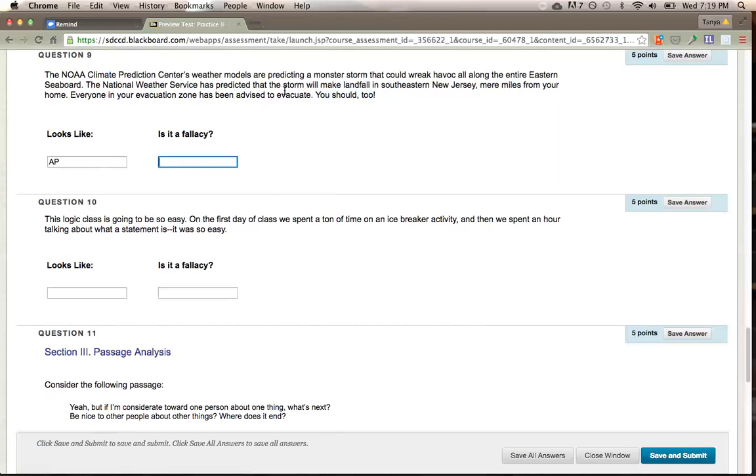This isn't such a case. Whether or not you should evacuate, it's not logically relevant that lots of people are evacuating. What's logically relevant is the reasons you have to evacuate, right? However, we've got everyone in your evacuation zone has been advised to evacuate. So maybe if you're advised by somebody knowledgeable to do something, then it's a good idea to do it. So there's more than just people are doing it.